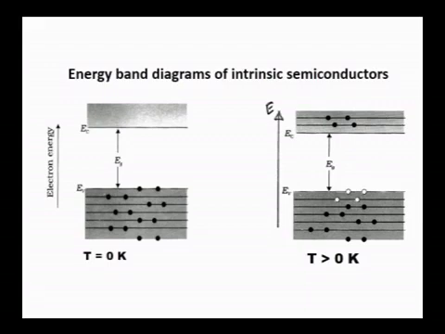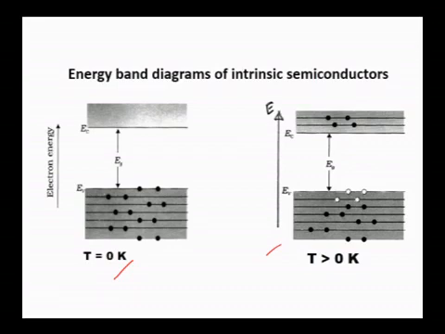Energy band diagram, if you consider it for an intrinsic semiconductor, you can see that at 0 Kelvin, all the electrons are in the valence band. None of them are in the conduction band. It means that this material, even though it is a semiconductor, will behave like a perfect insulator close to 0 Kelvin. Coming to another picture, to the right you can see here, temperature is more than 0 Kelvin.